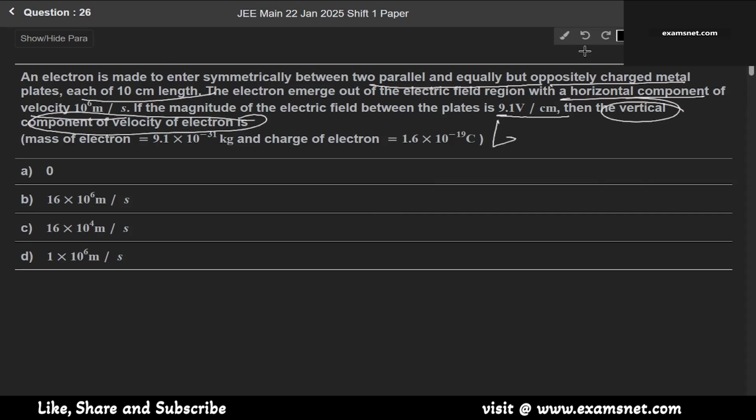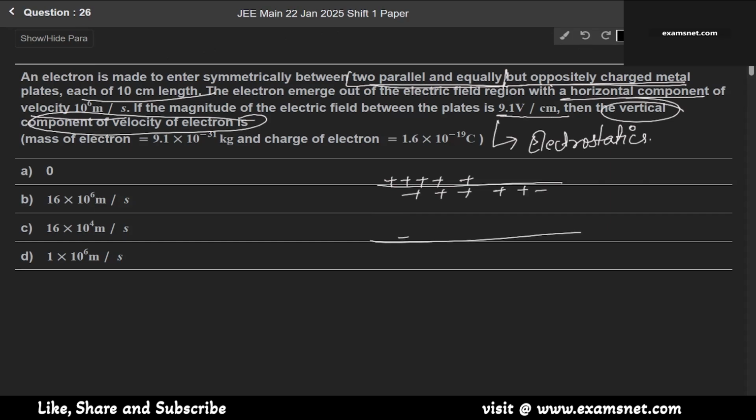Students, first of all, this question is from the chapter of electrostatics. According to the question, there are two parallel and equally but oppositely charged plates. If this plate is positively charged, then this plate will be negatively charged. Let us say this is the horizontal component Vx and this is the vertical component Vy. An electron is moving between these two parallel plates having horizontal component of velocity Vx and vertical component of velocity Vy.